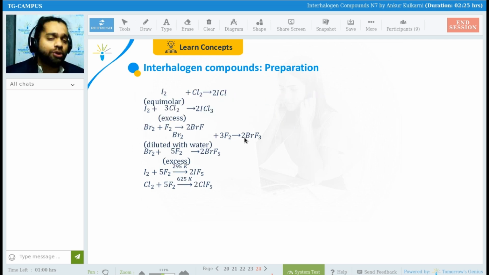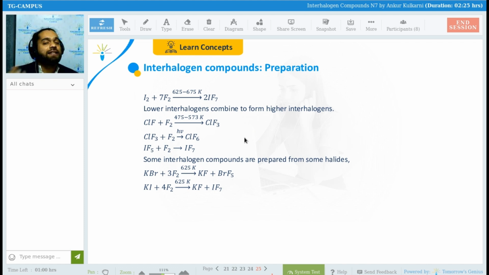Same case with almost everyone. Look over here: iodine and chlorine in equimolar amounts, I will have ICl. Iodine with chlorine in excess, I will find ICl3. Same case with almost each and every interhalogen compound, and that is how you should remember it.